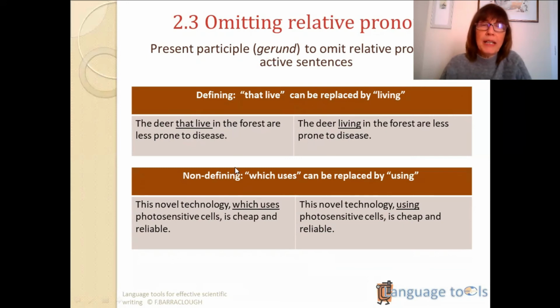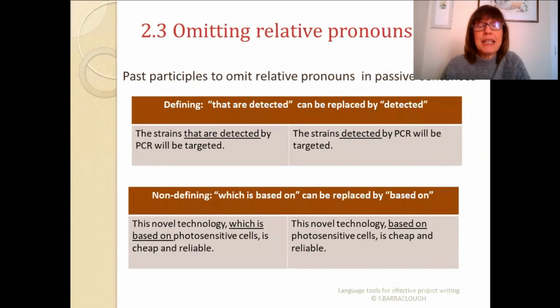And if it's non-defining, remember that with non-defining, we will use which or who, not that. We can, again, replace it using the gerund if it's in the active voice. Just remember to include the comma. This novel technology, which uses photosensitive cells, is cheap and reliable. This novel technology using photosensitive cells is cheap and reliable. Okay, so that gives us some examples in active sentences.